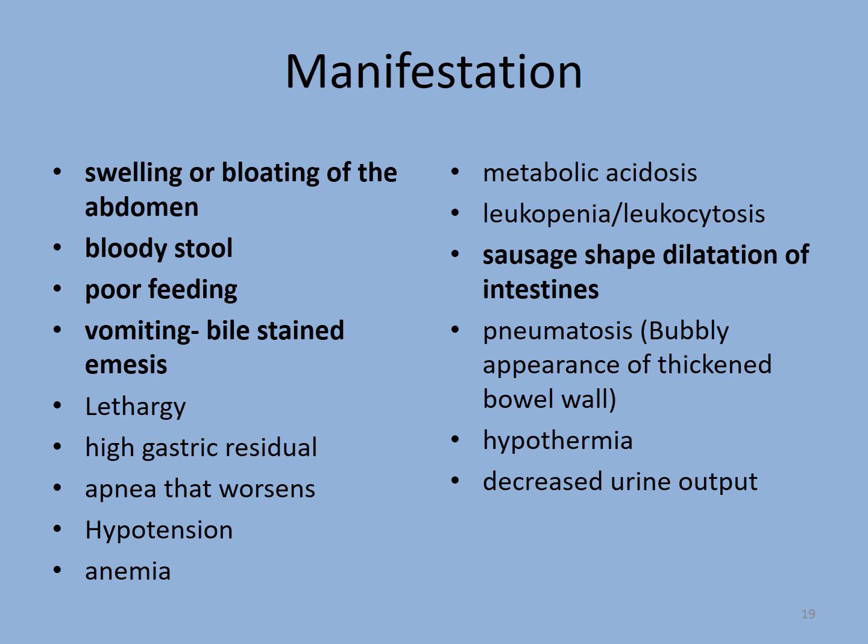The child generally will go into metabolic acidosis, and sometimes they'll have leukopenia. A sausage-shaped dilatation of the intestines can be felt. And when they look at the bowel wall, there is what they call a bubbly appearance of thickened bowel wall, or the pneumatosis. The child usually has a hard time keeping their temperature up, and they have a decrease in urine output.